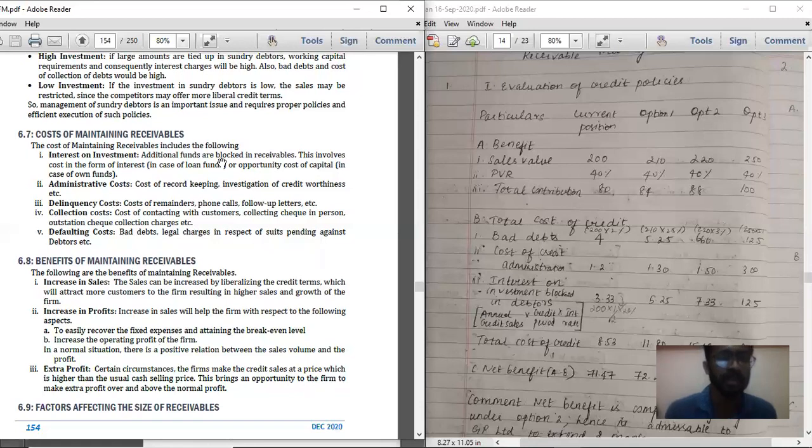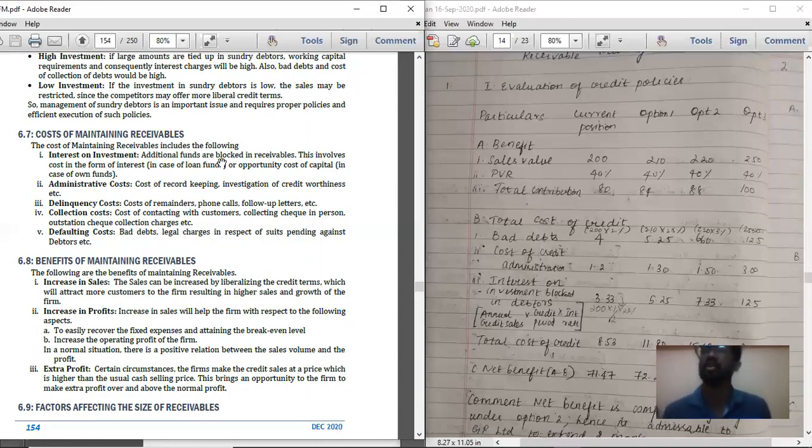One is interest on investment. That is, additional funds are blocked in receivables. See, suppose that 75 lakhs out of that 1 crore has been locked in credit sales. That is debtors. So you're losing the interest on investment. That is one cost. And the other cost is administrative cost. The administrative cost is maintaining the records of these debtors, making regular calls. Then there is the delinquency cost and collection cost.